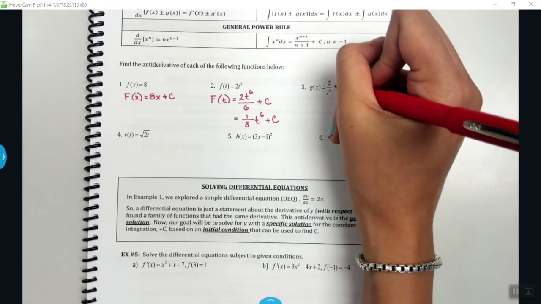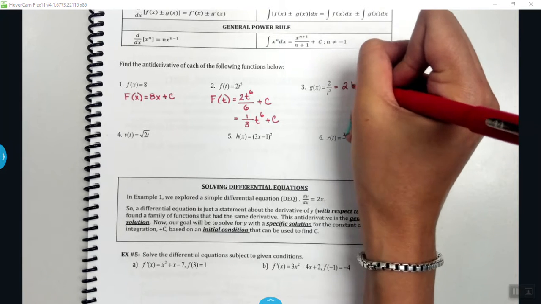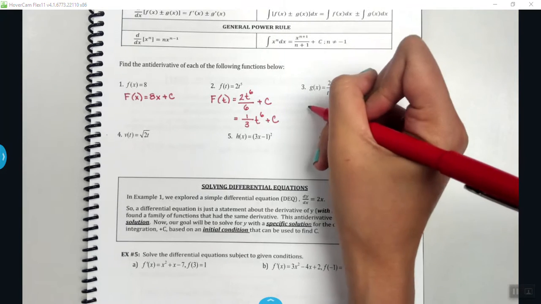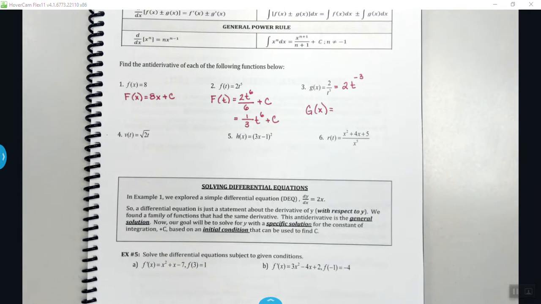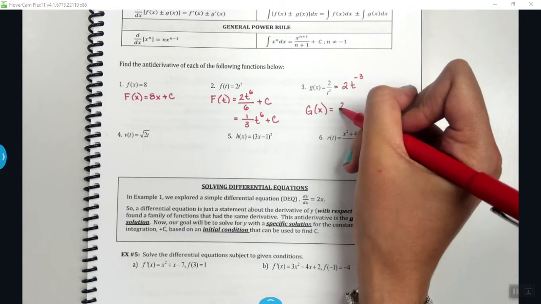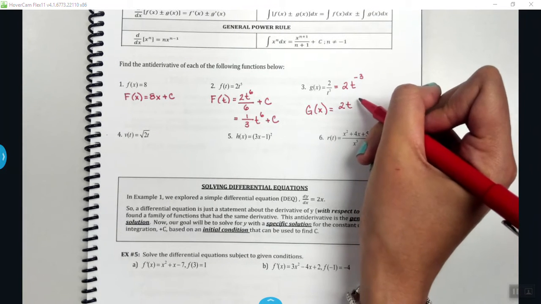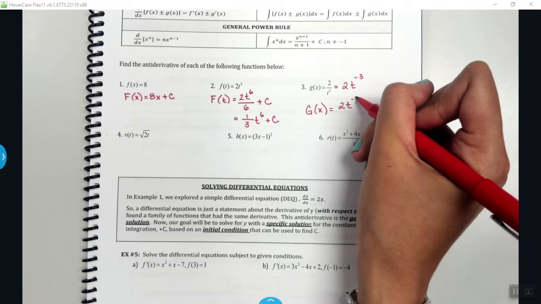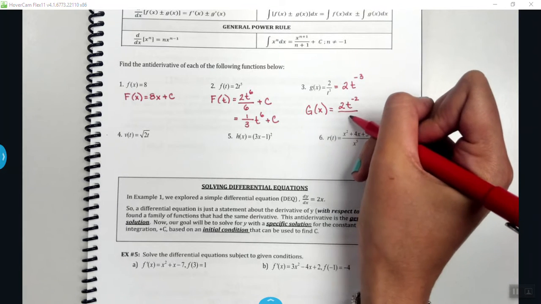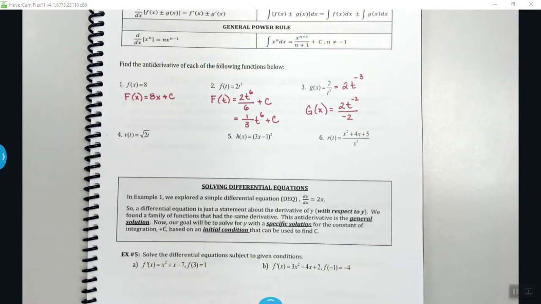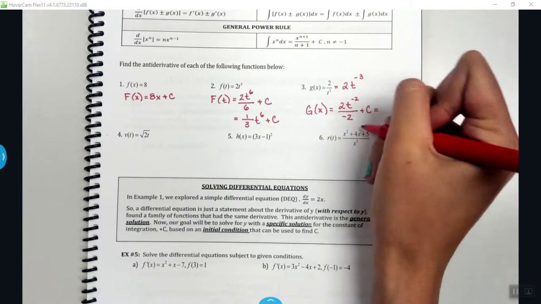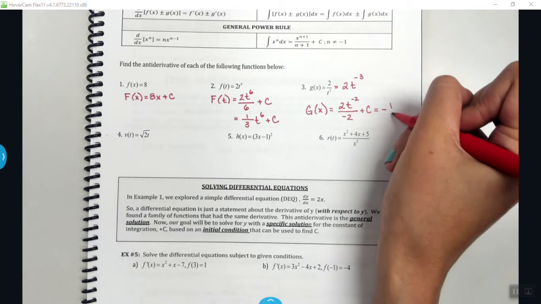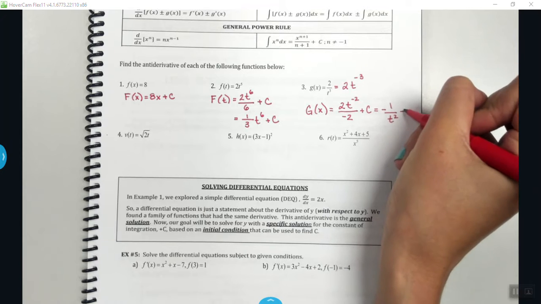This one, rewrite it as a negative exponent, so 2t to the negative 3. So capital G of x will equal, add 1 to the exponent, so I get 2t to the negative 2 divided by negative 2. Divide by your new exponent and then tack on a plus c. So this will be negative 1 over t squared plus c.